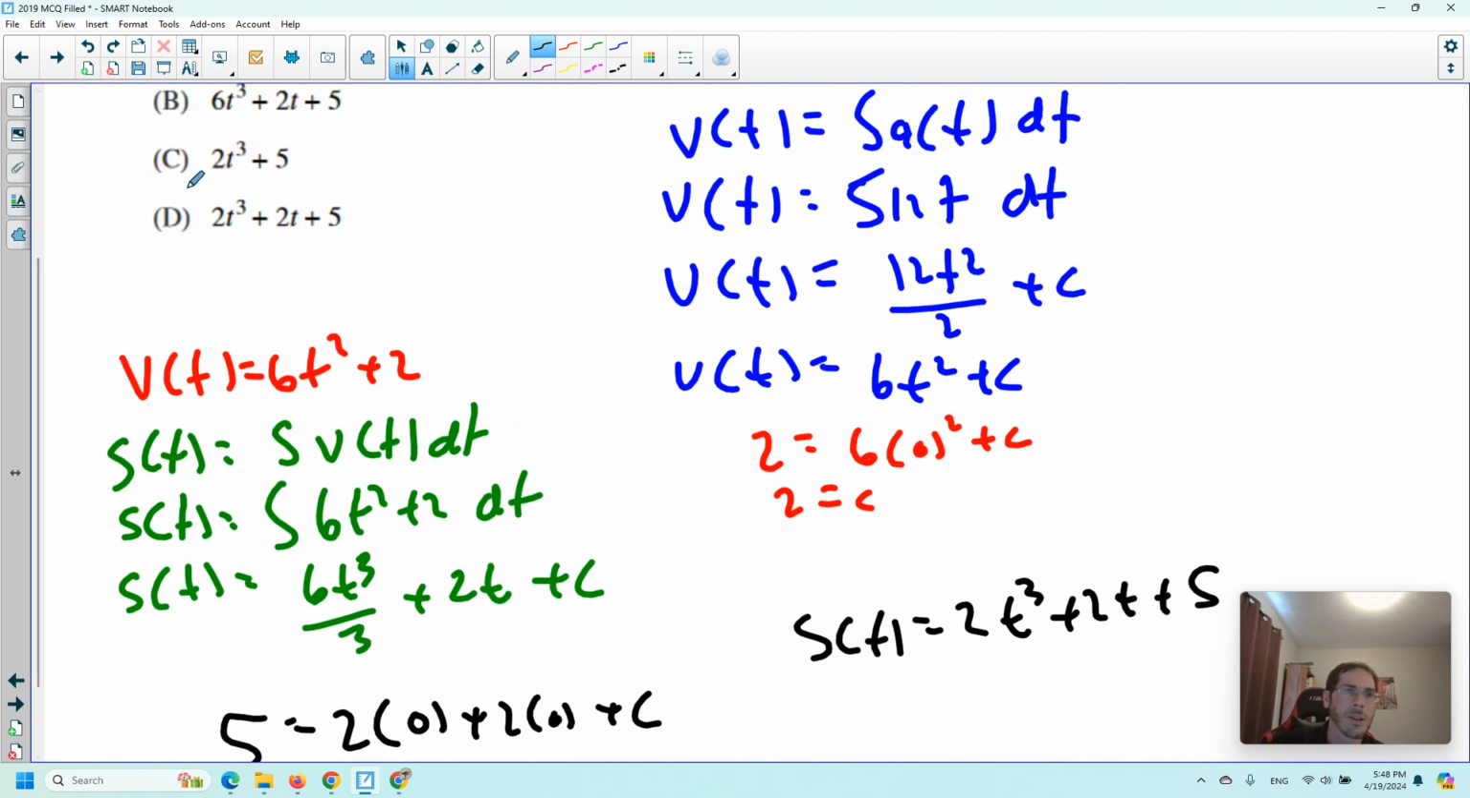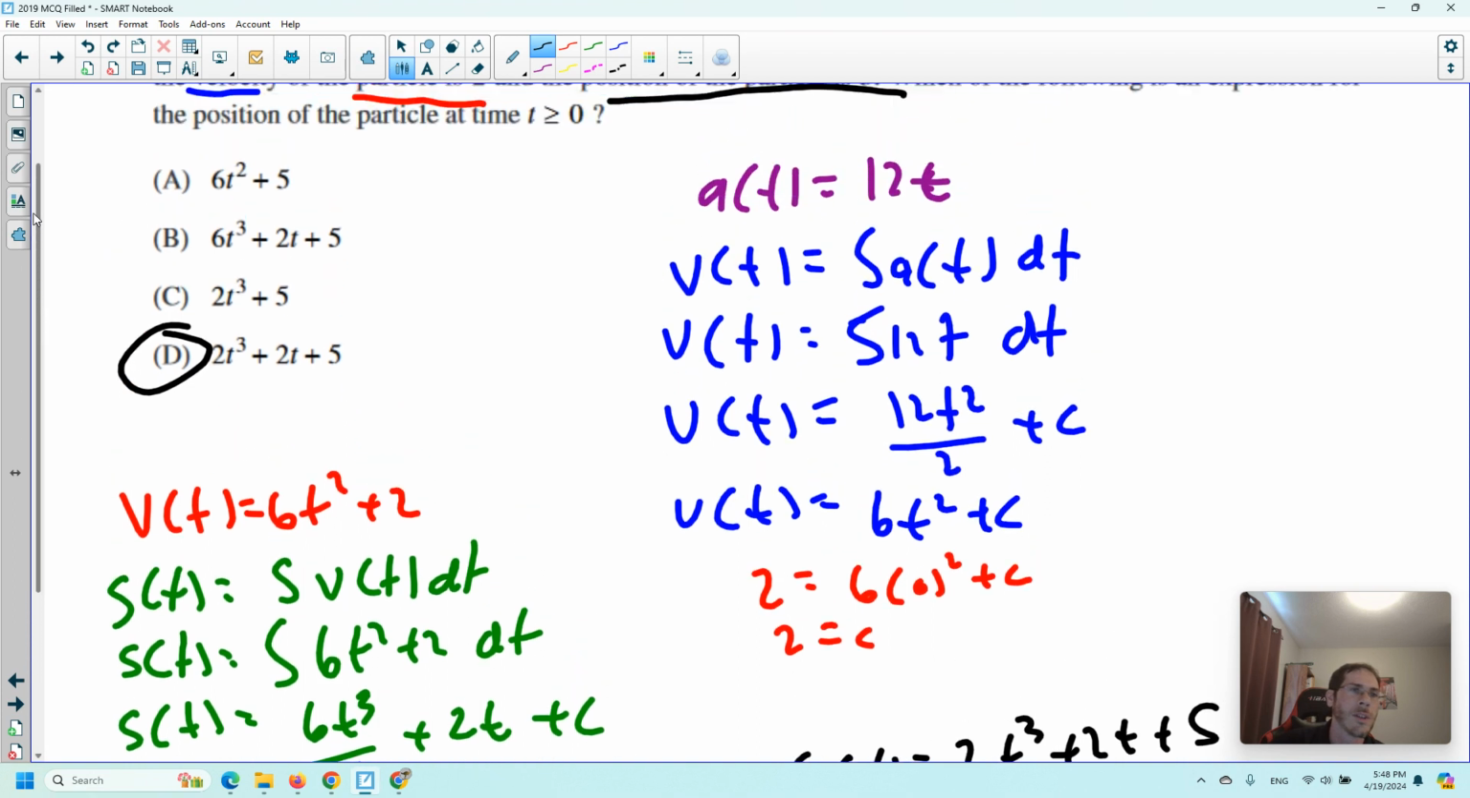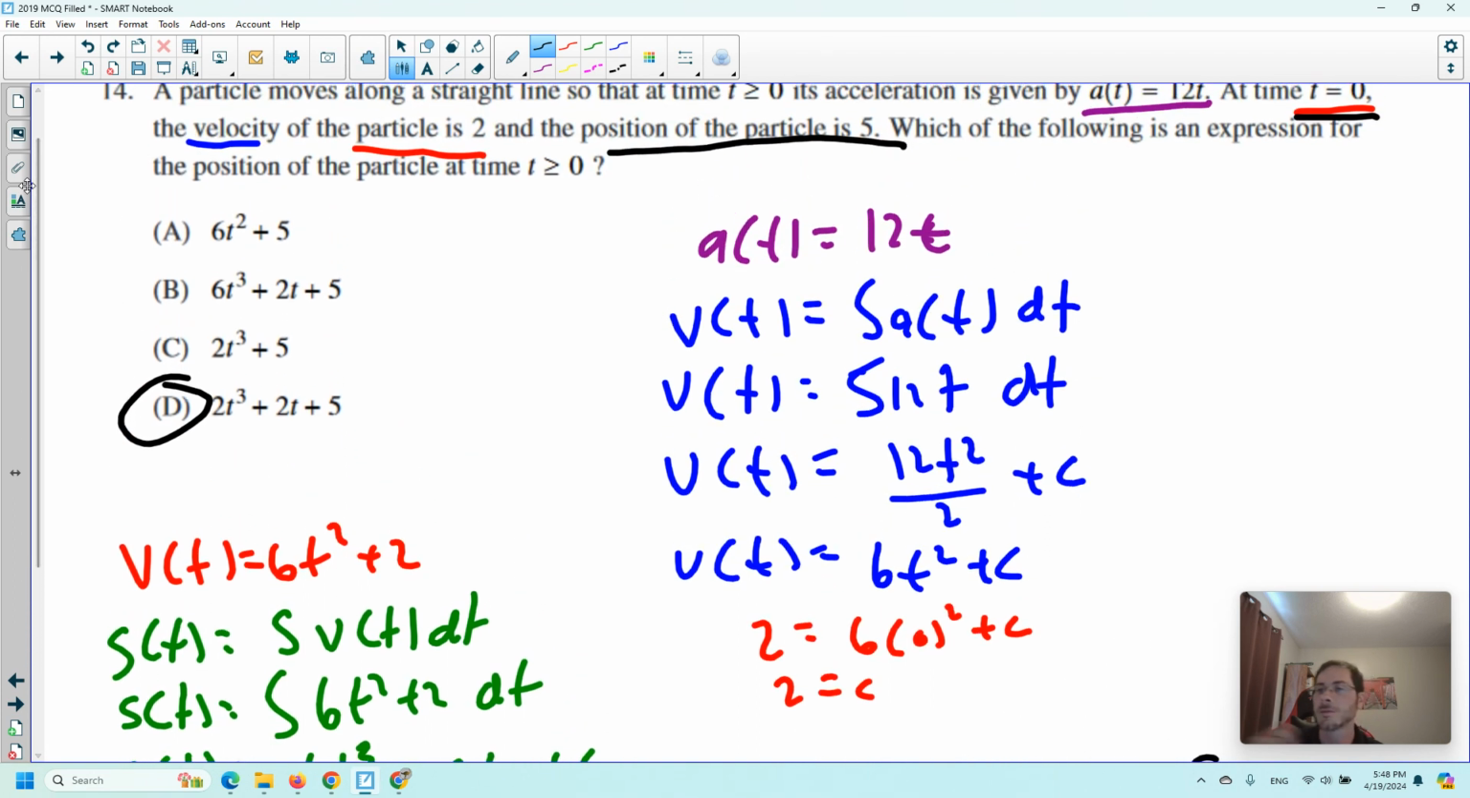Hopefully that's a choice. That looks like a choice right there. Very nice. So we pick D. There we go. So a little bit lengthy, but again, if we stay calm, it's just a bunch of power rules with the integrals. We're good with power rule.